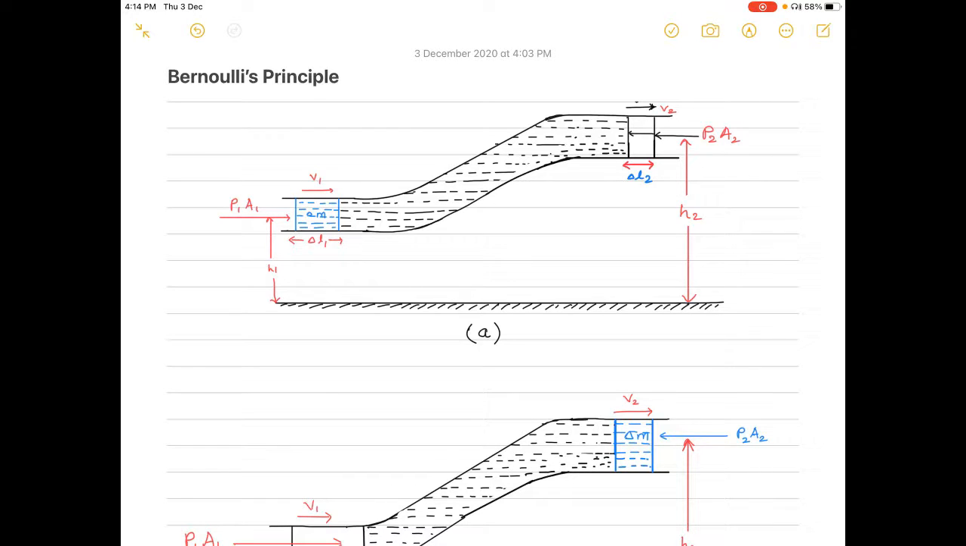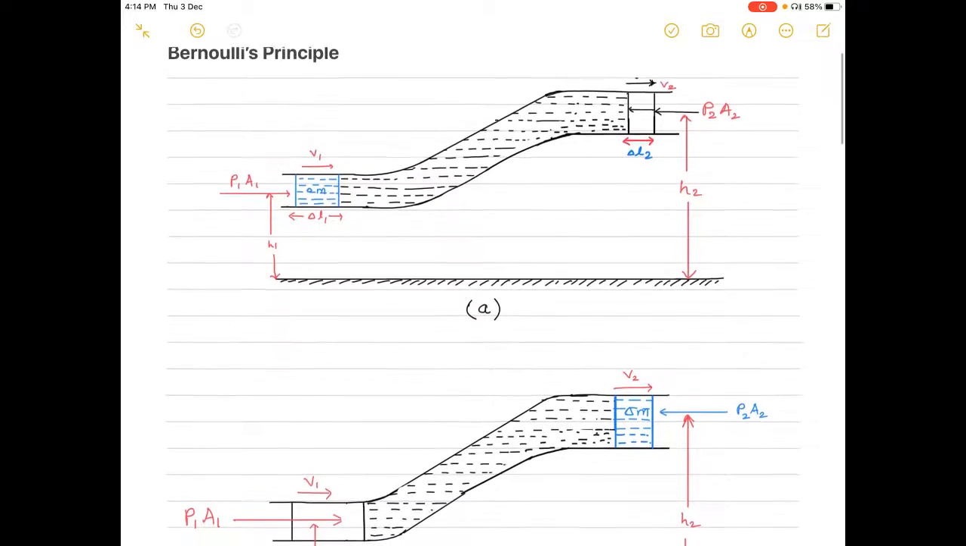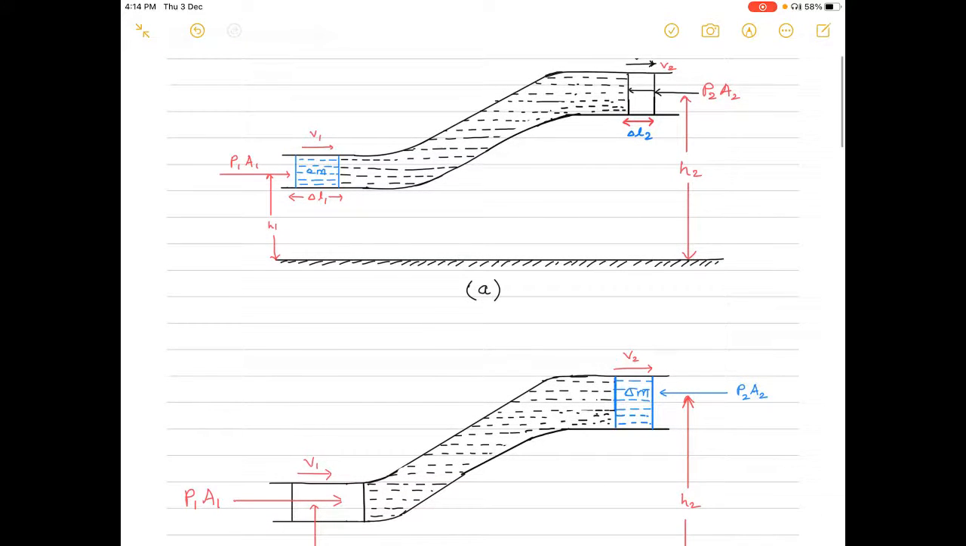Now to study Bernoulli's principle, we are going to consider the diagram which you can see on the screen. I have drawn two diagrams, part A and part B. To study Bernoulli's principle, we have to consider a steady, incompressible, non-viscous and streamlined flow of a liquid through a pipeline or a tube of flow as shown in the figure. You have to remember this.